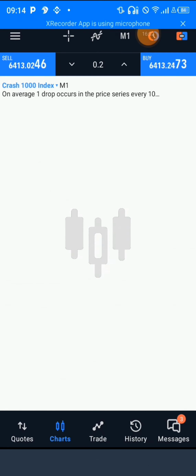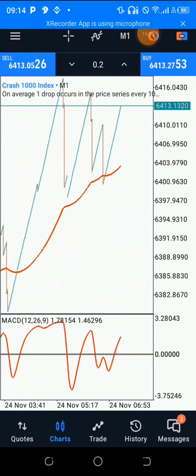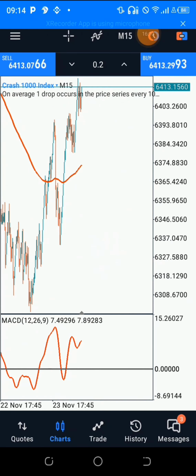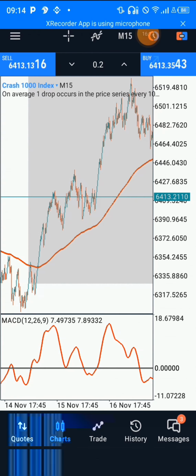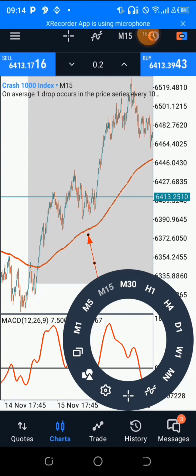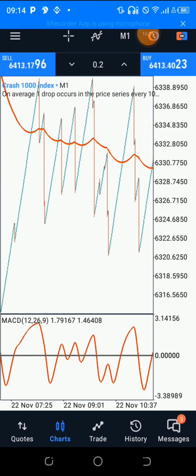So in Crash 1000, we'll also be doing the same thing, but now we're looking for buying opportunities. Like I said, we also go to the 15-minute time frame, and this is slightly different. We want price to be above the red line. That's the first condition. On your 15-minute time frame, price should be above that red line. Then you come to your 1-minute time frame. Let's go to the area which we have highlighted and look for trading opportunities there.